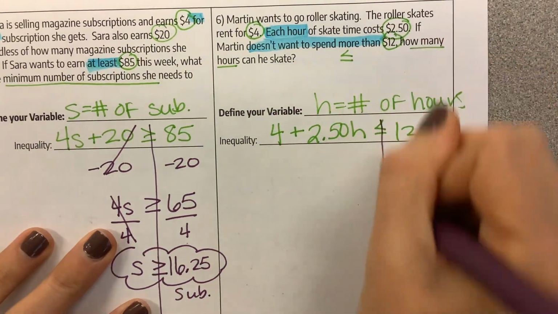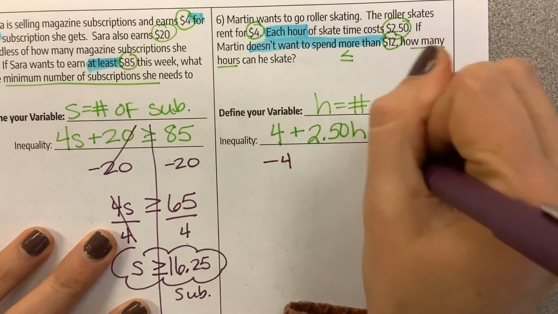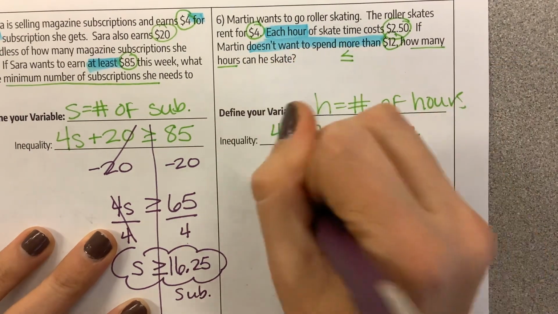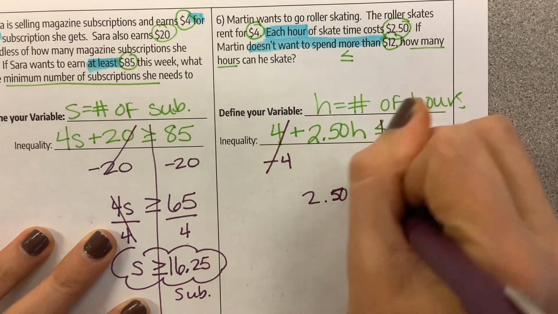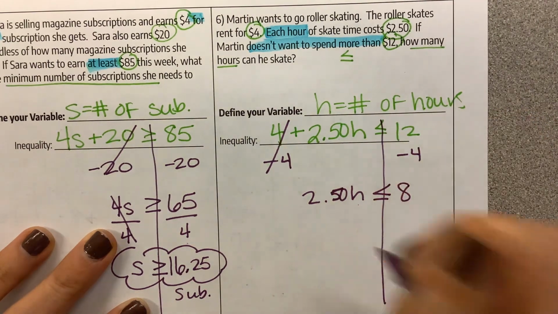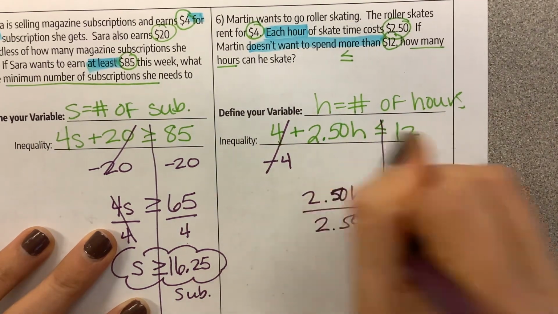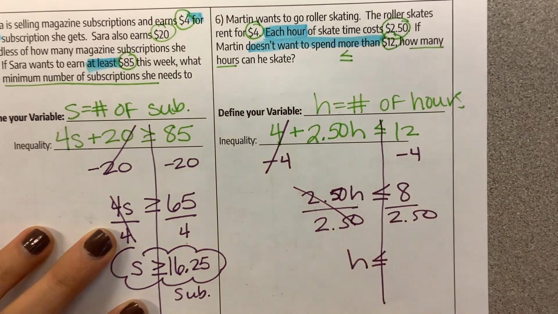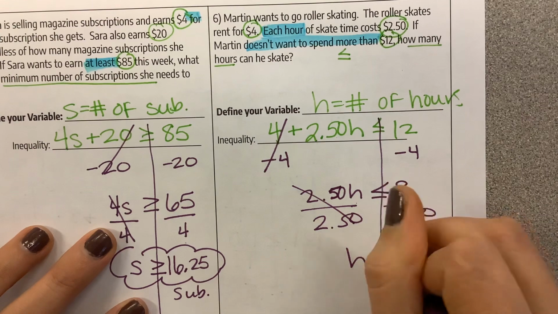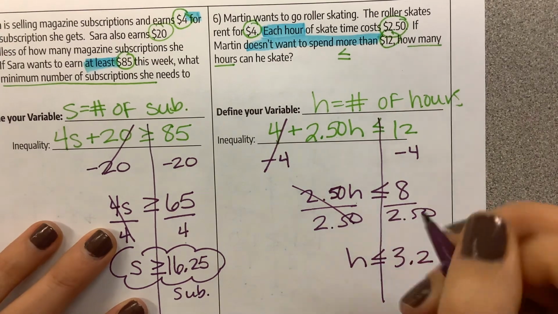Now we can solve. Subtract 4 from both sides. 2.50H is less than or equal to 8. Last step, divide by 2.50. We get H is less than or equal to 3.2 hours.